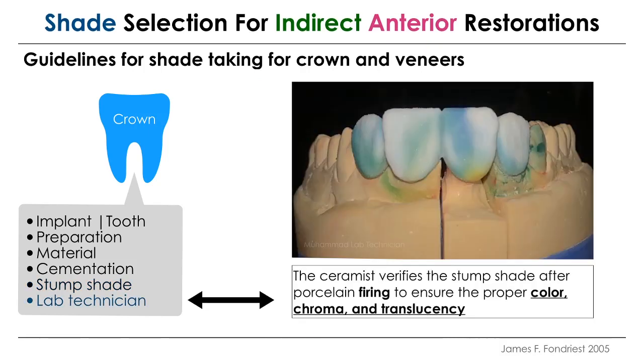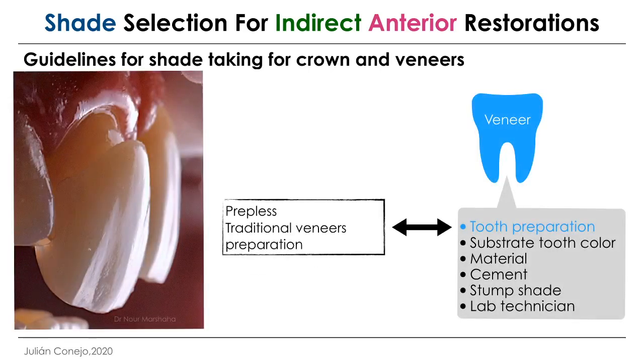And now, the importance of communication between patient, dentist, and technician, as well as the use of shade matching guides, diagnostic wax-up, and photographs to develop exceptional aesthetic restorations. The ceramist will also verify the stump shade after porcelain firing to ensure the proper color, chroma, and translucency. What about now for the veneers?